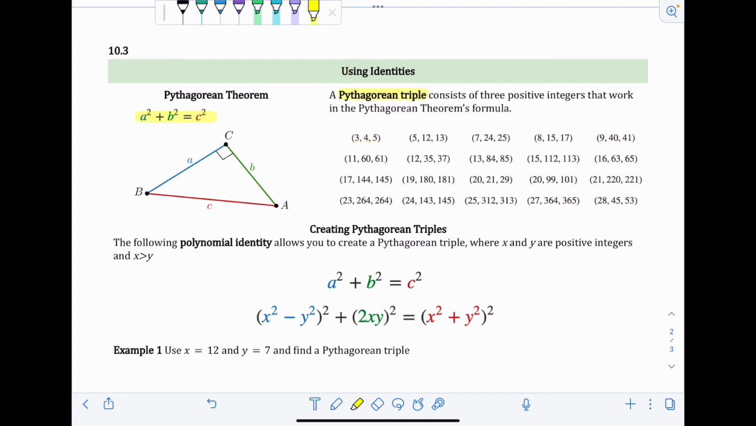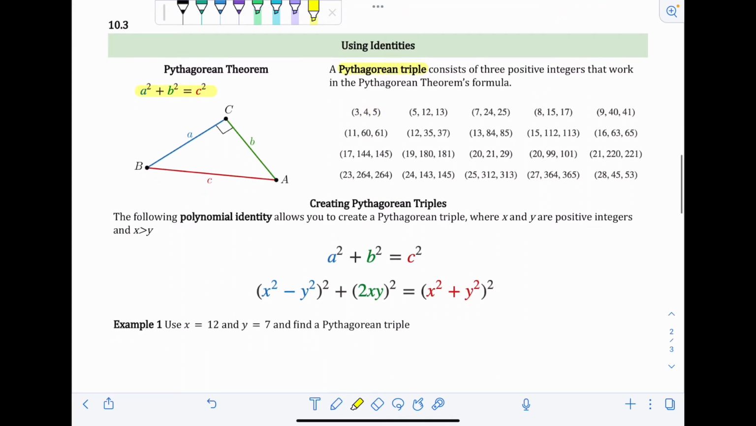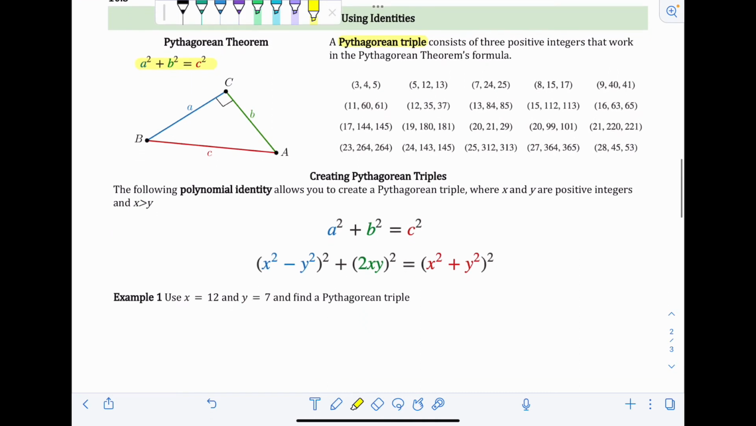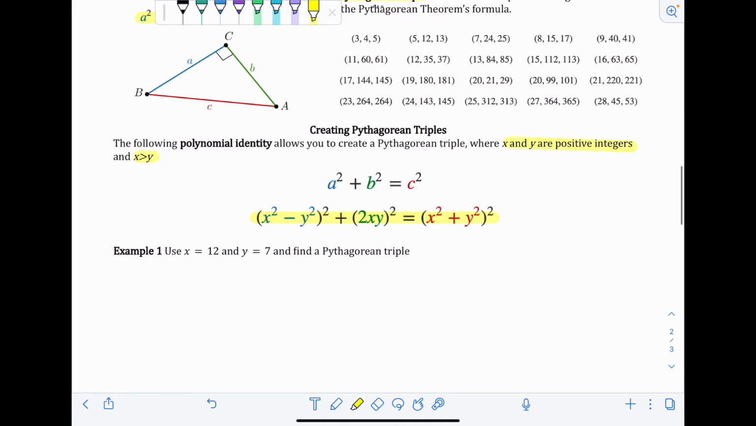Okay, so the identity that helps us create a Pythagorean triple, if you ever were to personally need to do that, is x squared minus y squared, squared, plus 2xy, squared, equals x squared plus y squared, squared. Sounds very obnoxious to read it, but it's not too bad actually using it. So this is a polynomial identity. X and y must be positive integers and x has to be greater than y, the x's and y's that we put into the expression or equation.